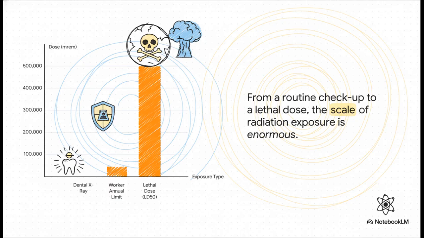And to put all that into perspective, check this out. We measure these doses in millirem, which is just 1,000th of a rem. A single dental X-ray is about 20 millirem. The annual limit for someone who works in a nuclear facility is 2,000. But a dose that's lethal to about half the people who get it, a mind-boggling 500,000 millirem. The scale is just absolutely enormous.